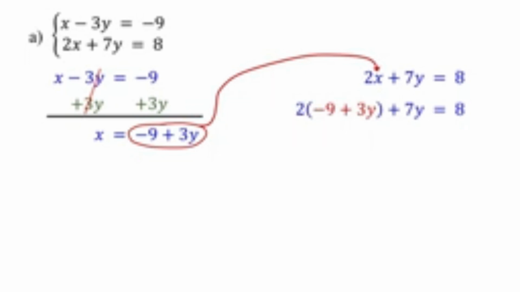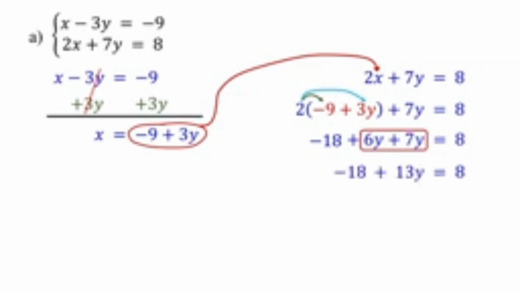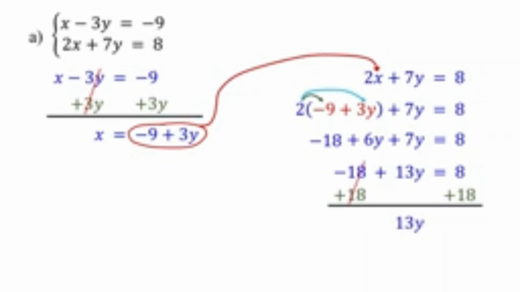As you can see, we now have an equation with just one variable, and we know how to solve this, right? First, let's distribute the 2. 2 times negative 9 is negative 18. 2 multiplied by 3y equals 6y. Then, combine like terms. 6y plus 7y equals 13y. Then, add 18 to both sides of the equation. On the left side, the 18s cancel each other out, leaving us with 13y. On the right side, 8 plus 18 is 26. Now, to isolate y, divide both sides by 13, and you get y equals 2.